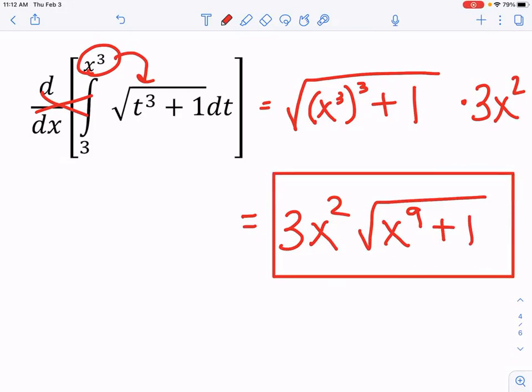Let's go through that again. I have something other than x. So we plug it in for t, but then we have to apply the chain rule because we are taking a derivative where something other than x is inside.